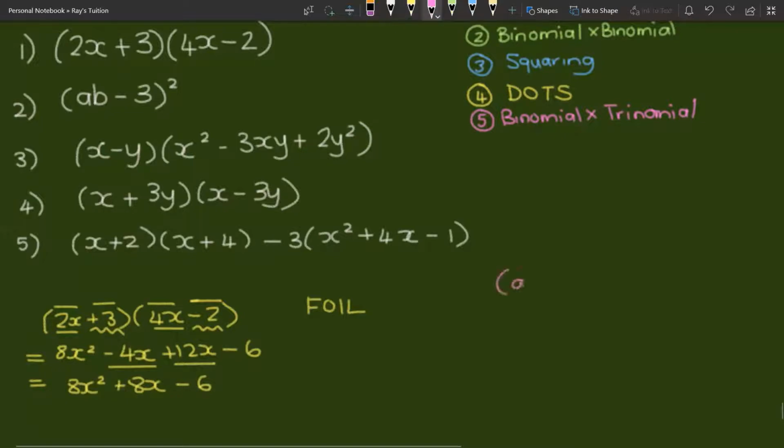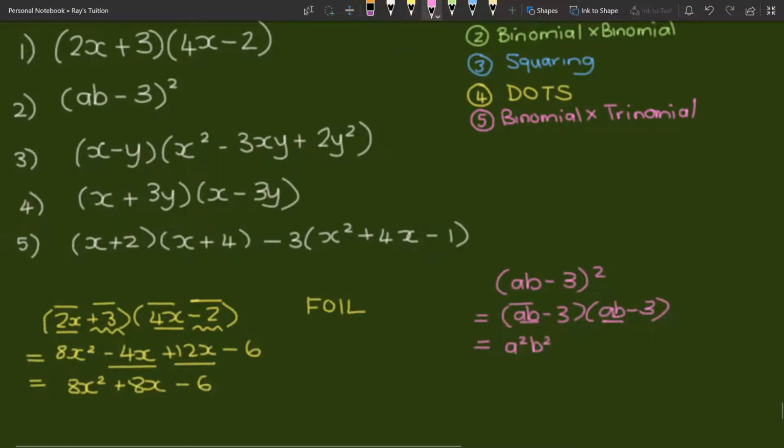We have AB minus 3 squared. Now remember that in order for you to do this properly, you need to write it out in full. So AB minus 3 times AB minus 3. And then again, we're going to use FOIL because it's a binomial times a binomial. So we have AB times AB. The two first terms is A squared B squared.